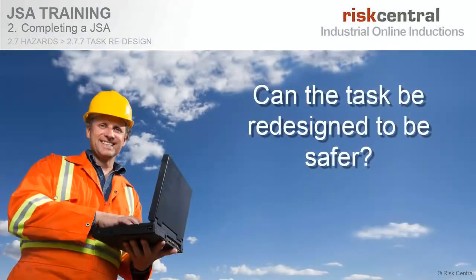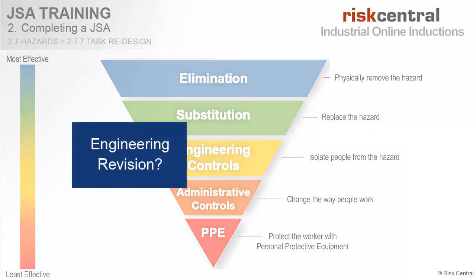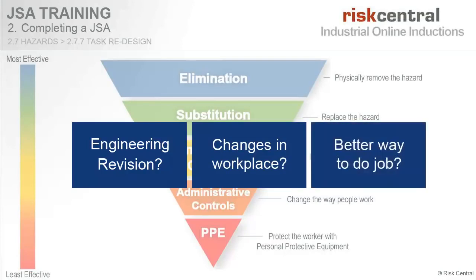At this stage of the process, it's important to consider if the task can be redesigned to be safer. Can a less hazardous way be found to do the task, or can an engineering revision take place to make the job or work area safer? Can the people, equipment, environment or conditions be changed? Is there a better way to do the job?